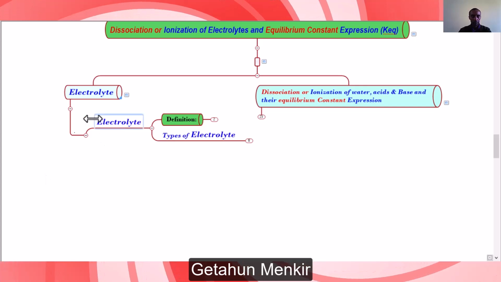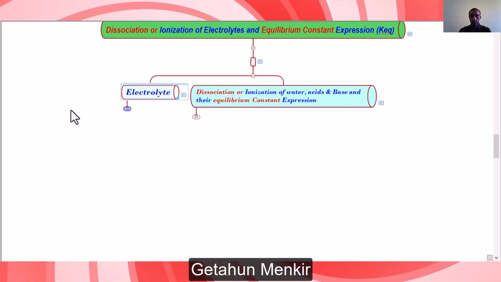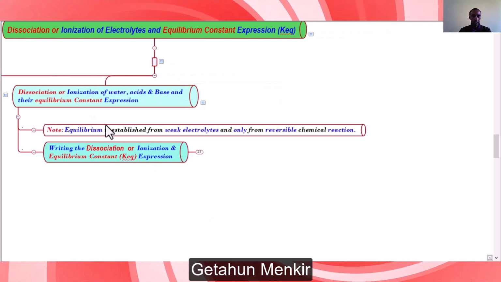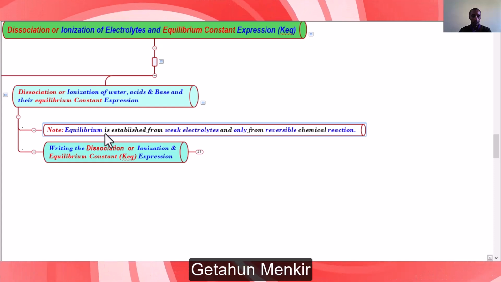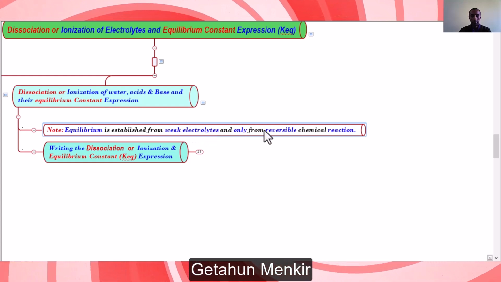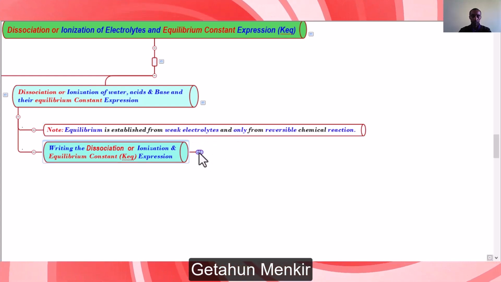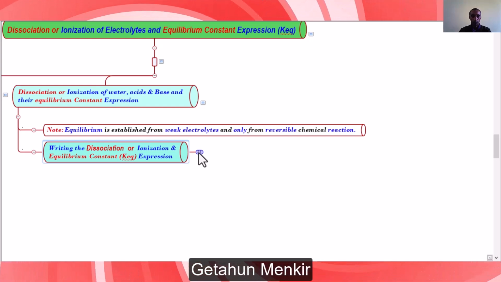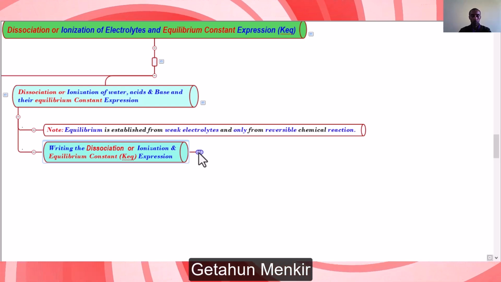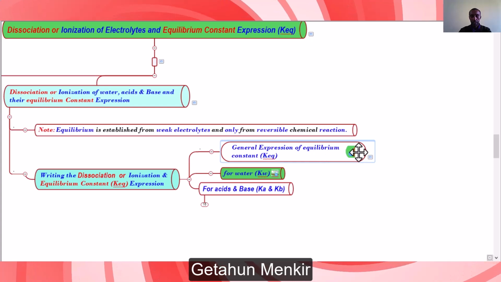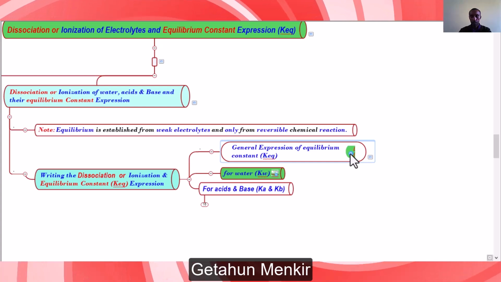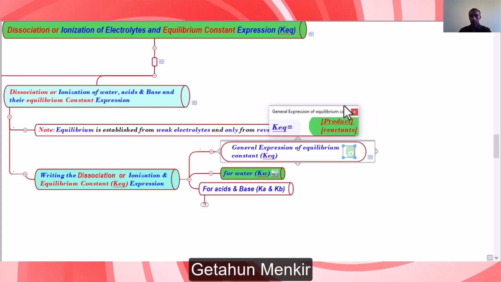Another thing is the dissociation expression for water, acid and base. So what is equilibrium? As you have seen in the previous video, we said that equilibrium is established from the weak electrolytes and only from the reversible reaction. We can write the equilibrium constant for weak electrolytes, but a dissociation constant can be written for both strong electrolyte and weak electrolyte. Generally, to write the equilibrium constant that is derived from the weak electrolyte, you can use this concept.